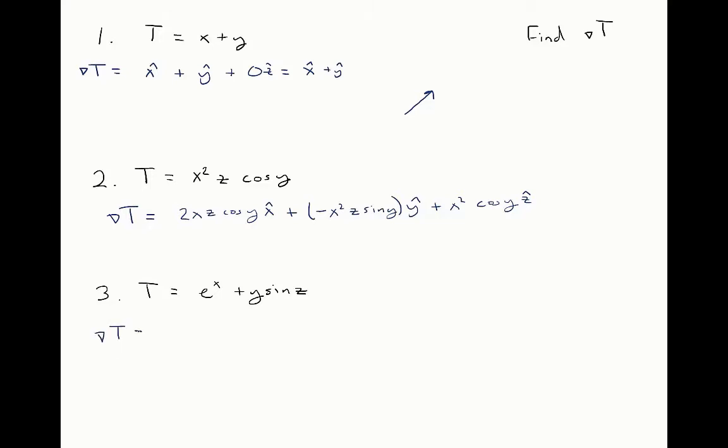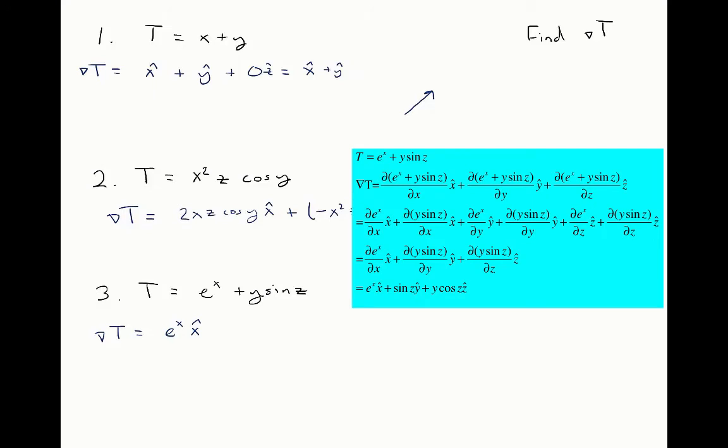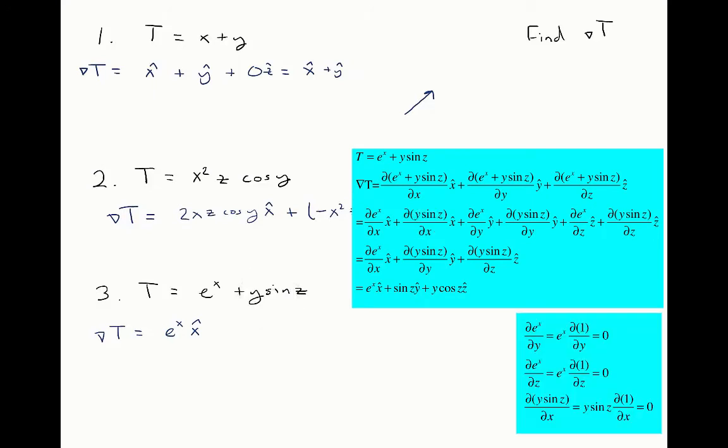Okay, last one. The derivative with respect to x is just e to the x. So this term is just a constant, and the derivative of a constant is 0. Alright, then we do with respect to y, and then we just get left with sine z y hat. So again, e to the x in this case is just a constant, and so sine z. Alright, last one with respect to z, we just get y cosine z.